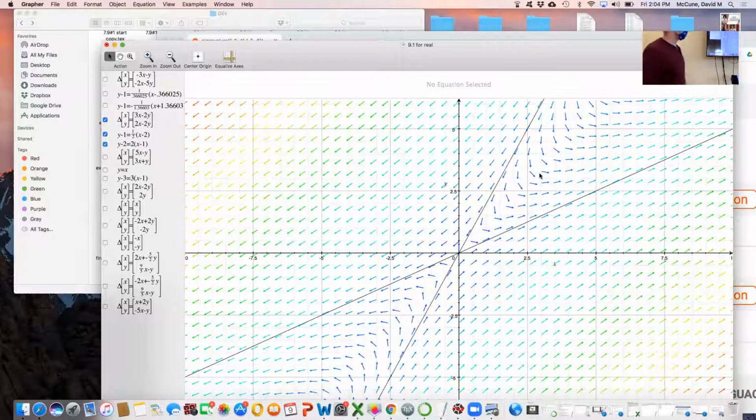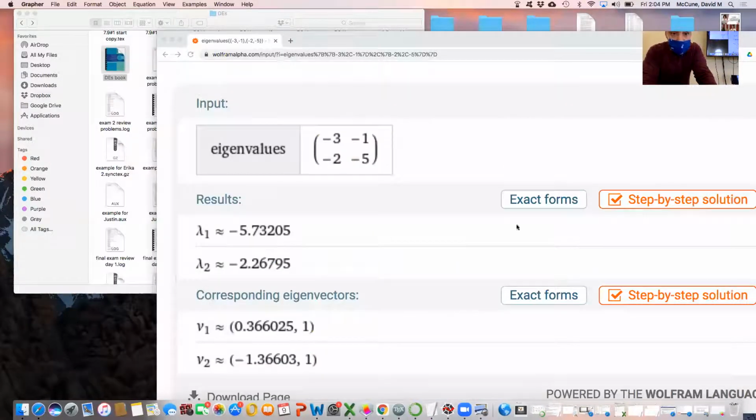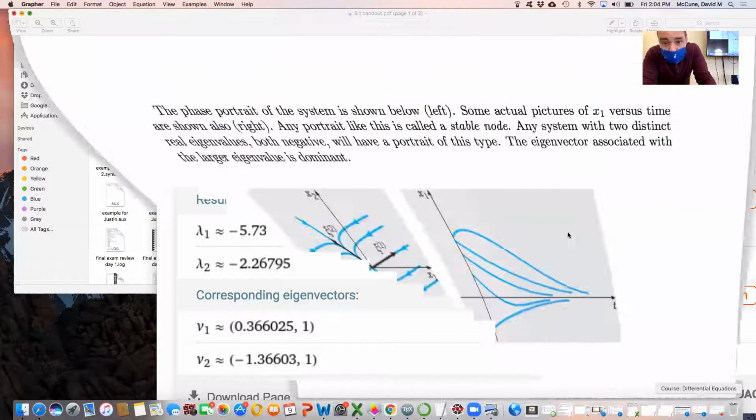And still, you see one of the eigenvector lines acts as an attractor, right? Things are being pulled towards it. So there's another node. So anyway, anytime you have an eigenvector line acting as a dominant attractor like that, that's called a node. Okay, back to the handout.